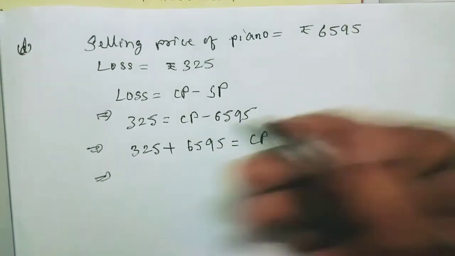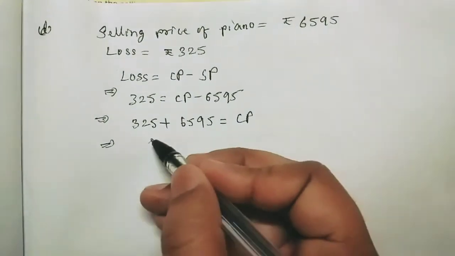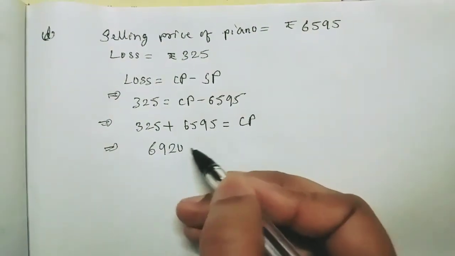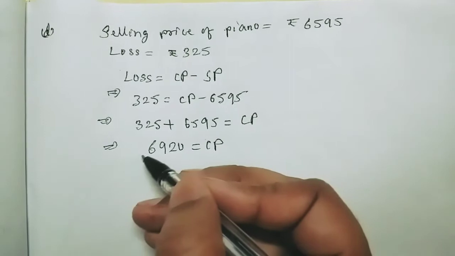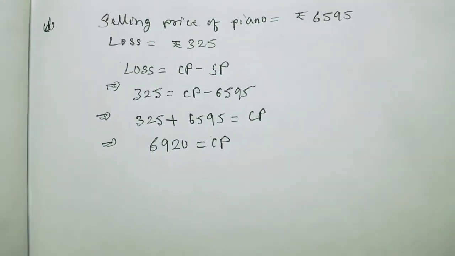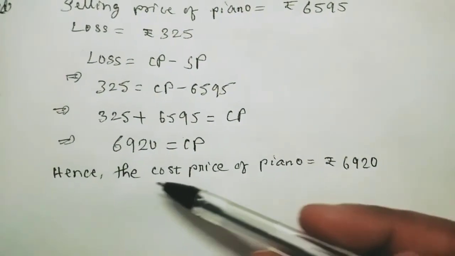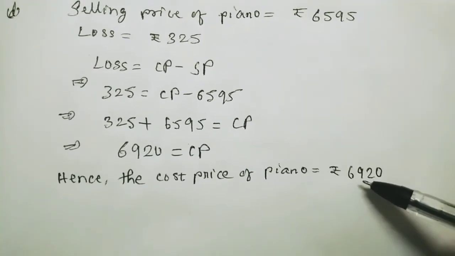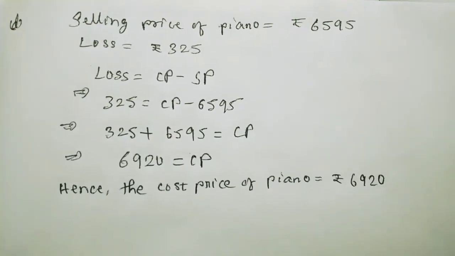Now add these two numbers. So the answer is 6,920. So CP is 6,920. At last you will write like this: hence the cost price of the piano is 6,920. So in this way you have to solve this question.